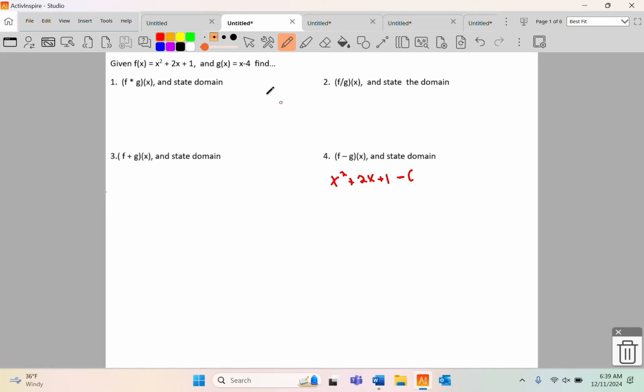Now, you've got to be careful because there are two things there. Don't forget parentheses. So we have an x squared, we have a 2x minus an x, which is an x. We have a 1 minus a negative 4, which is plus 5. And that is f minus g of x.